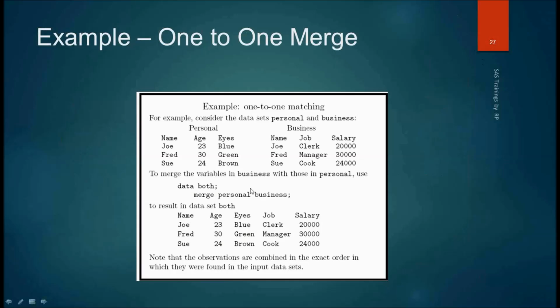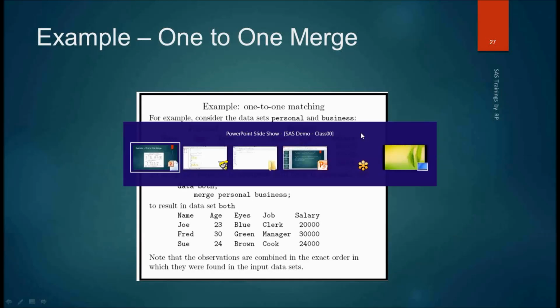My requirement is to create one dataset which contains all the information present in personal and business. If you see, personal and business have 1, 2, 3, 4 variables of information, so the output dataset should be created with 4 variables called age, eyes, job, and salary from each of the datasets.